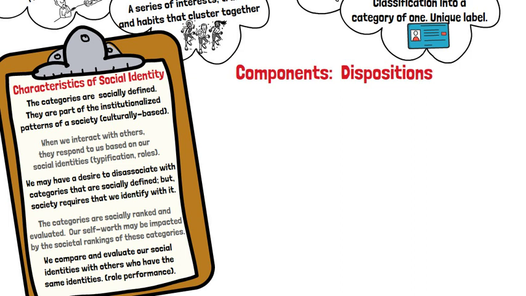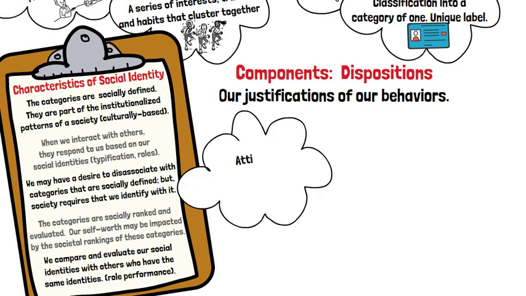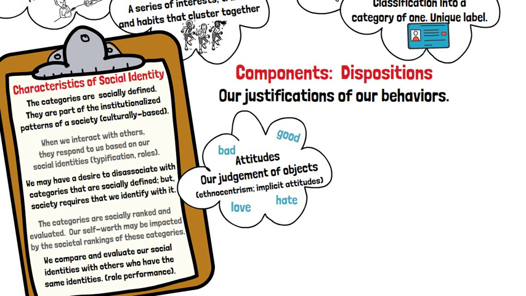The second component of the extant self are dispositions, and these are justifications of our behaviors. Dispositions include our attitudes or our judgments of objects, whether they're good or bad. I am awesome. I am happy.